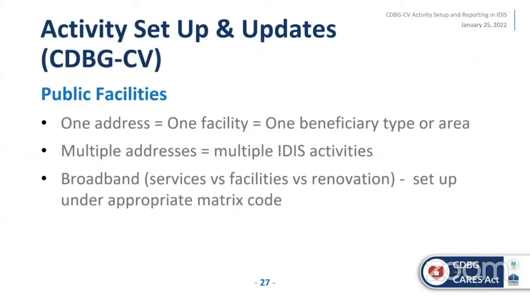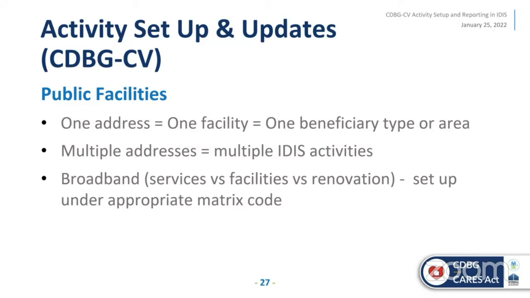And our last note on some of the activities would be public facilities. And this is one also where, like business, you don't want to be grouping a bunch of public facilities together in one activity. So you want one address, one setup for the one facility, one national objective, matrix code. And so you don't want to have that all grouped together, even if they're similar types of activities.